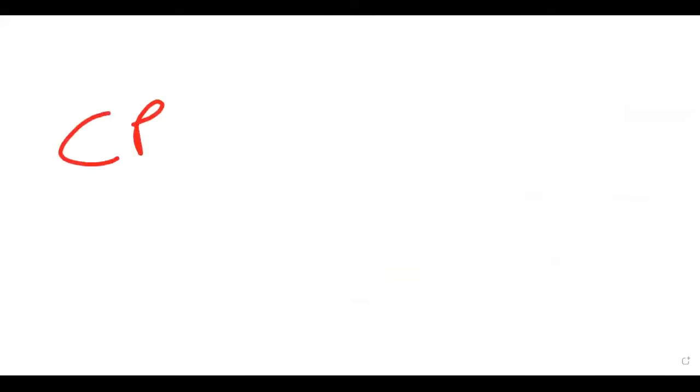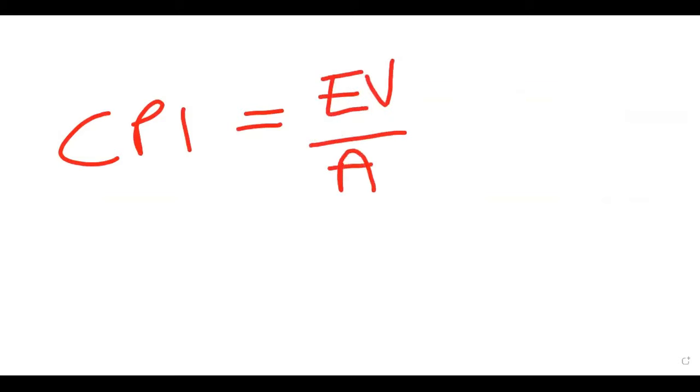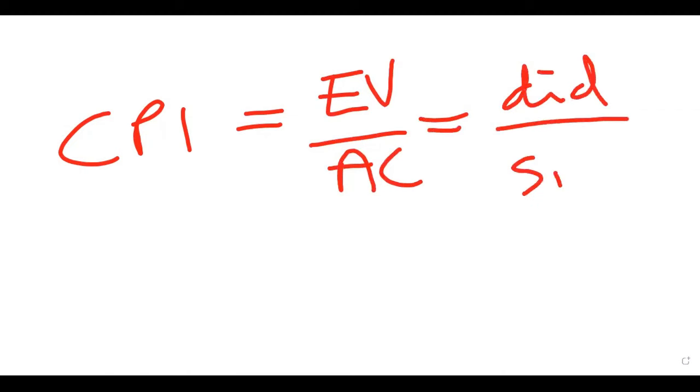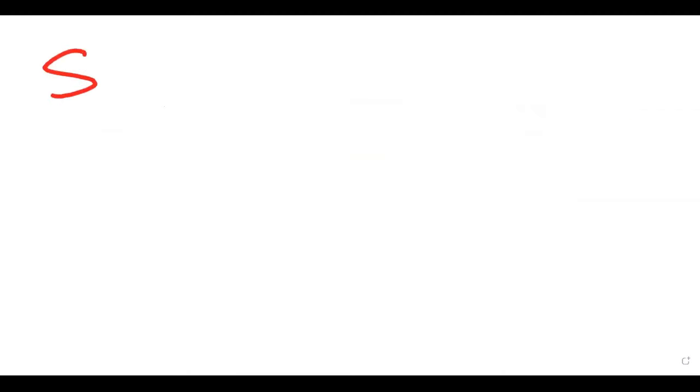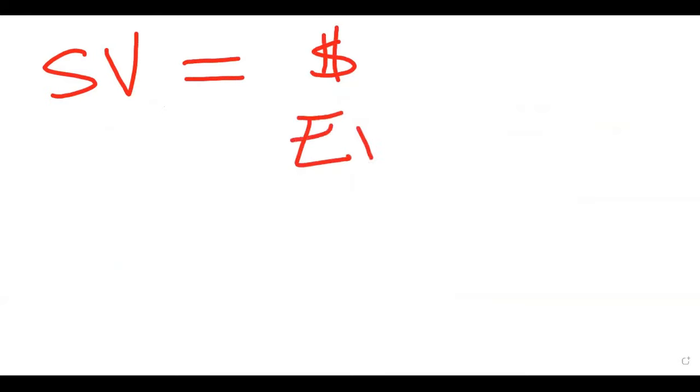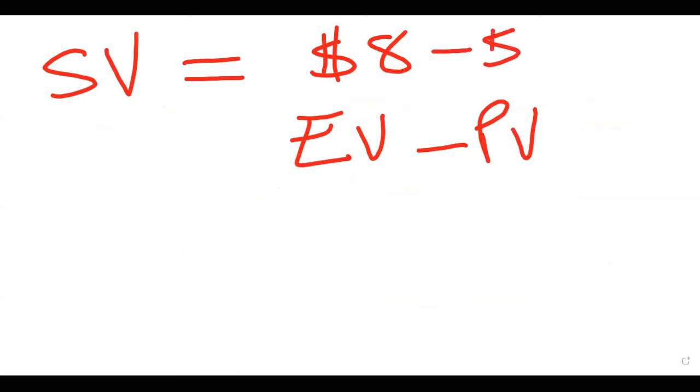What about cost performance index? What does this mean? Cost performance index is the earned value divided by the actual cost. It's how much you did versus how much you spent. As far as the schedule variance, in my example, let's say you had the earned value, because that's what it is, right? Let's say the earned value was 8 and the planned value was 10.